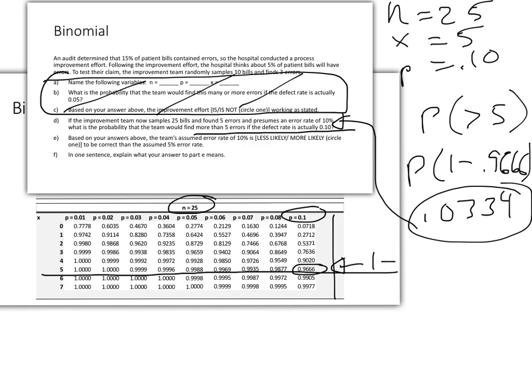Okay. Now, based on the answers above, the team's assumed error rate of 10% is less likely or more likely to be correct than the assumed 5% rate in the earlier part. So in this case, 10% is more likely correct, but even so, it's still not very likely that we would find this many errors in that sample size. But 10% is closer than 5% to our error rate. Okay, so to explain this in one sentence, we'd say the hospital's billing error rate is closer to 10% than 5% based on the results of the samples taken by the team. So that's all we would have to say there. And that's based on the probability. Actually, we could probably add that to that sentence too. So based on the probability of each result, the 10% error rate is probably closer than the 5% based on the samples.